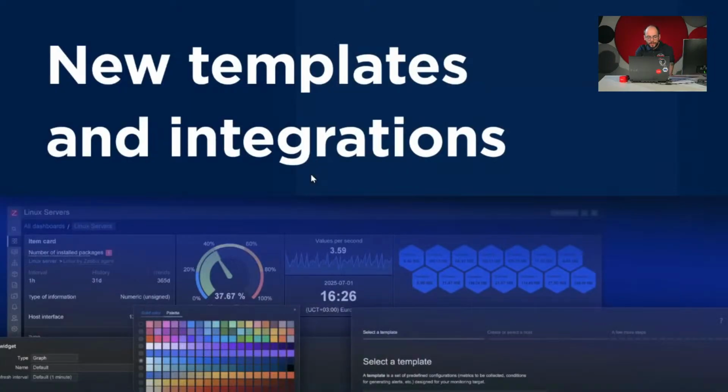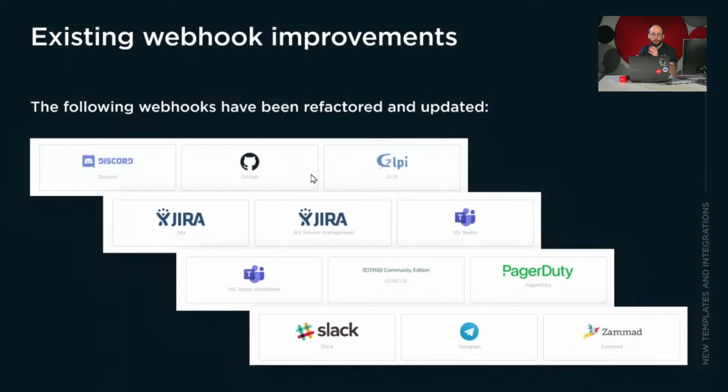And of course, we've added a couple of new templates and integrations. We've improved a variety of existing webhooks. Many of you know that over time, the endpoints that we communicate with change things on the vendor side, right? Teams has changed stuff over time. I think Jira, Discord has changed over time. So we've updated the existing webhooks, so we follow the latest vendor improvements, documentation, changes, and simply refactor the webhooks so they are as optimized as possible.